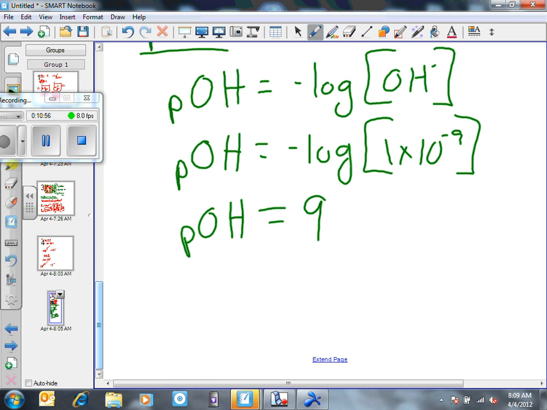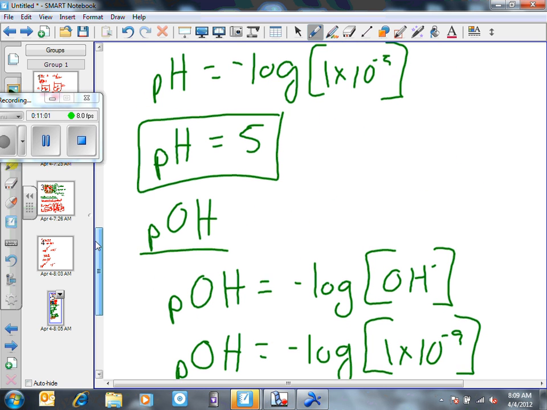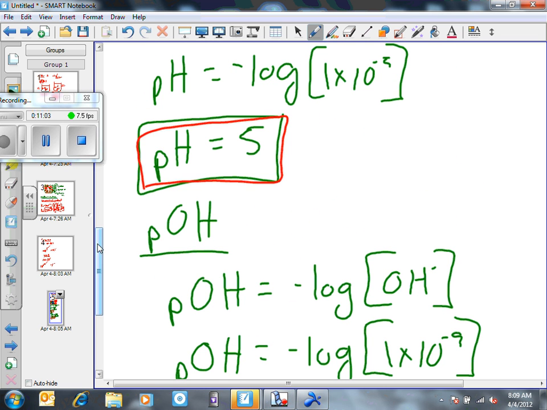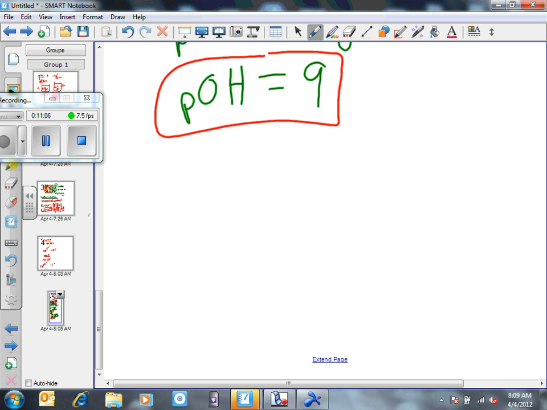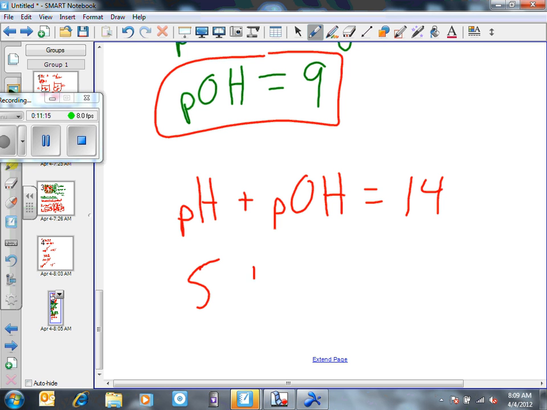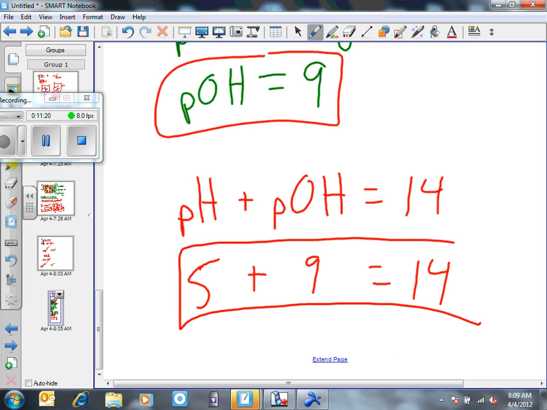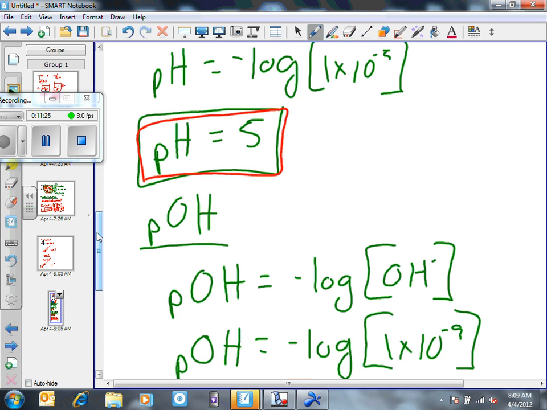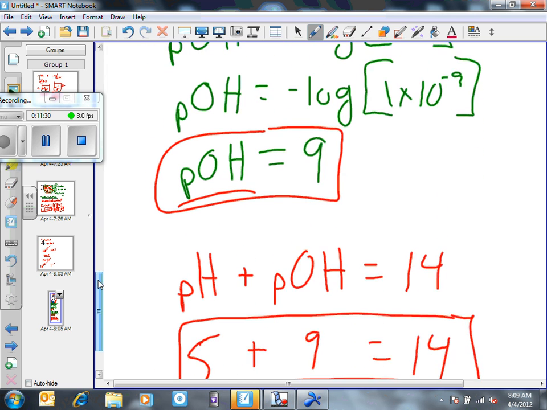Now if you look at these two numbers here, and we add those two up, we can see that pH plus pOH equals 14. And in this case we have 5 plus 9 equals 14. And that's always the case. So if you're able to find either your pOH or your pH, you'll be able to find the other because it's just the sum of the two equaling 14.